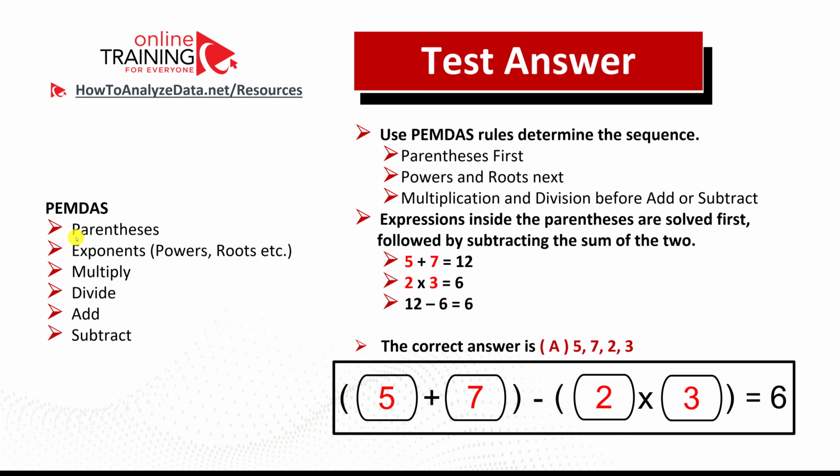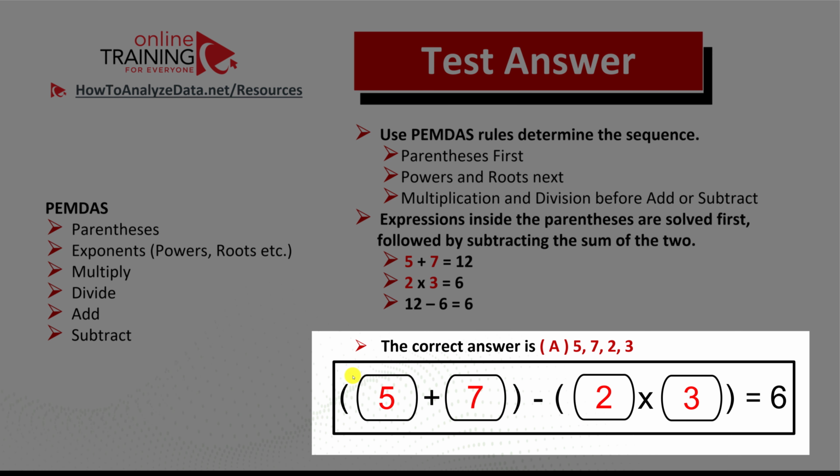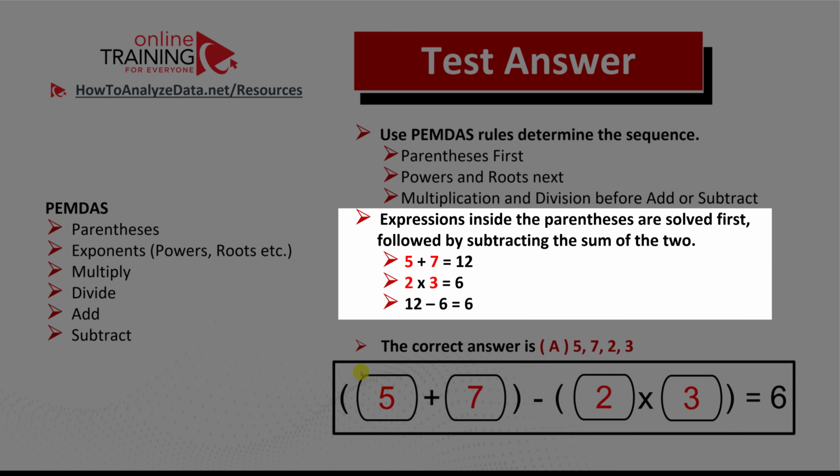To get to the correct solution, you need to always remember that calculations in parentheses are done first, and you need to pick the numbers that match the end result. The end result of this expression is 6. The correct combination of numbers is choice A, 5723. Let's verify this. 5 plus 7 equals 12. 2 multiplied by 3 equals 6. 12 minus 6 equals 6. Hopefully you've nailed this question.